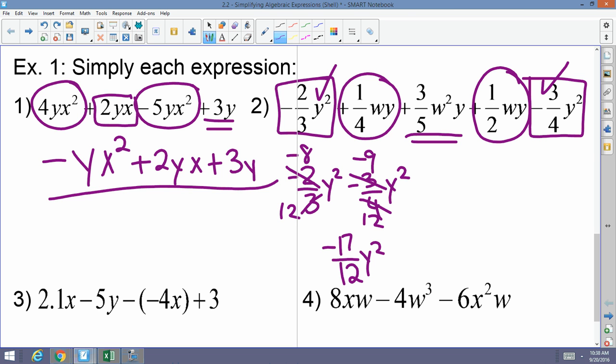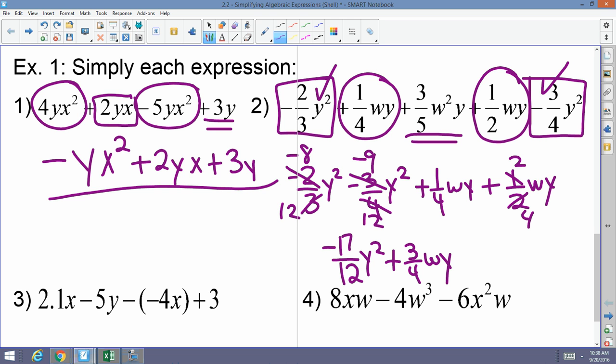Now, I'm going to go to my wy's. So I've got plus a 1/4 wy plus a 1/2 wy. Common denominator here is 4. So this goes to 4. This goes to 2. So I've got plus 3/4 wy. Plus then my last term of 3/5 w squared y.